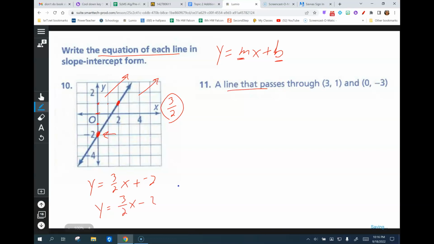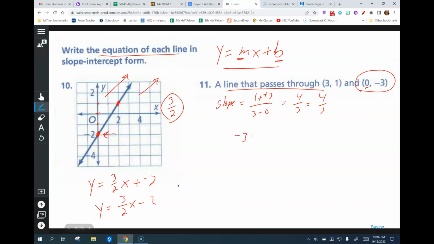Okay, find the line that passes through. Try and pause. Try these things on your own before I give the answers. I'll let you decide that, but try and pause first. So I'm going to find the slope because I've already written the equation out. So slope is 1 minus -3 over 3 minus 0. Have 4 over 3, so I get 4/3. Oh, yay.